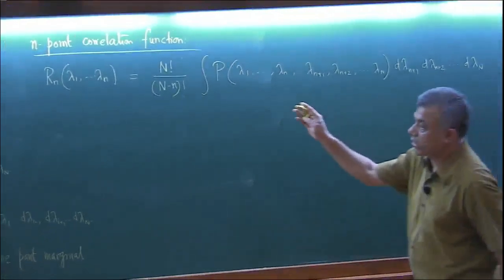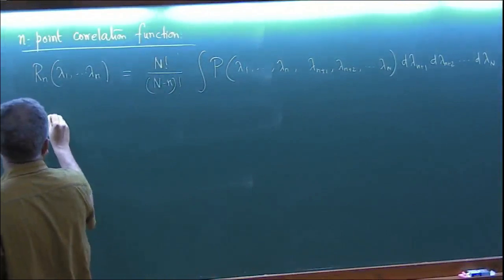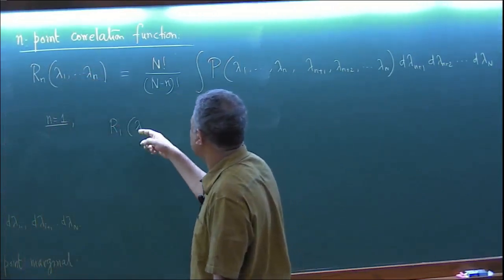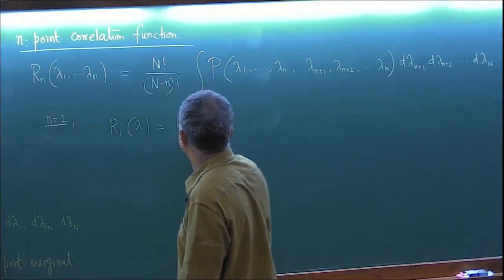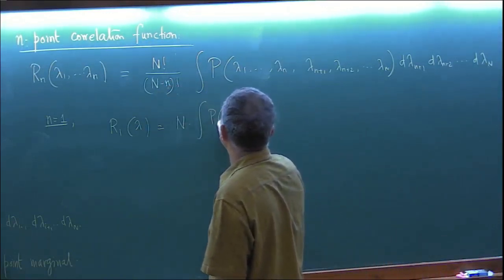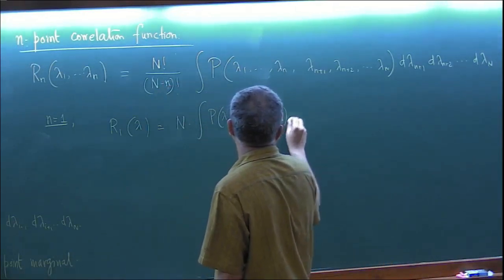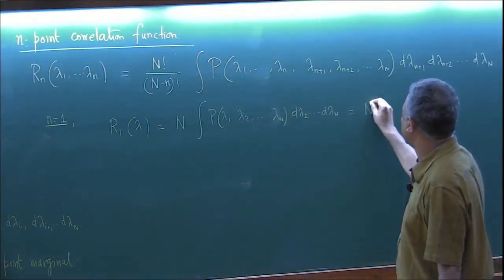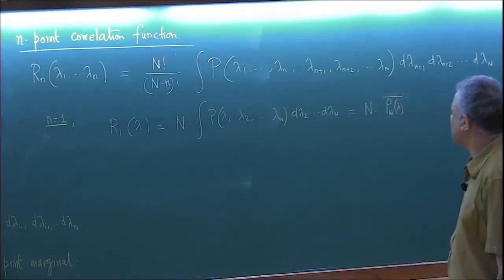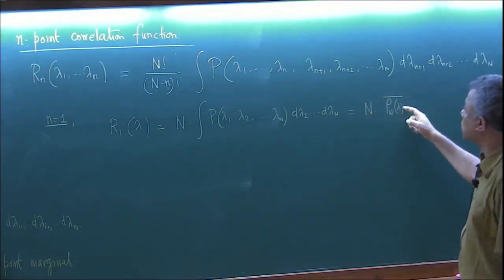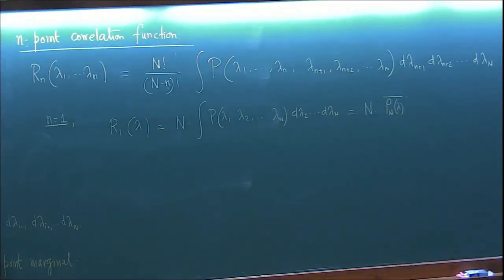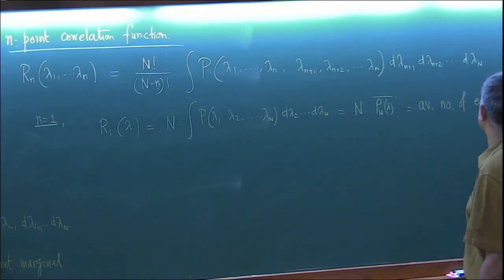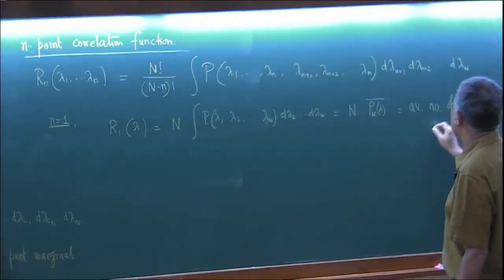Okay? So this is just the exact generalization of the one-point function. So if you put n equal to 1, so R_1 of lambda, only one argument, so let's call it lambda. So this is just factor N here, because little n equal to 1, and then you have this P of lambda, lambda_2, ..., lambda_N, d lambda_2 ... d lambda_N. Okay? And we have just seen that this is just N times rho_N of lambda. So you see this factor N here, it's just because this was normalized to 1. So N, capital N times this, it means just the average number, not fraction, but average number of eigenvalues in rho(lambda) d lambda basically, okay.